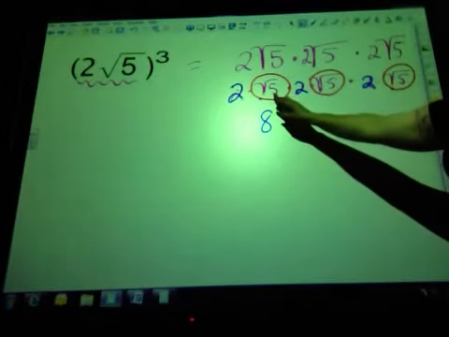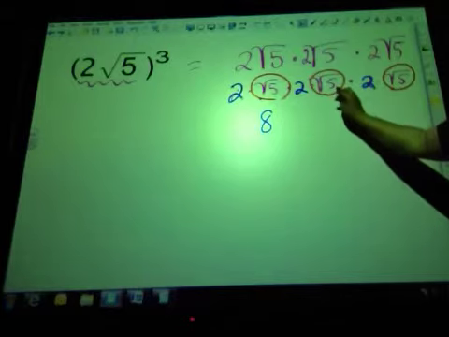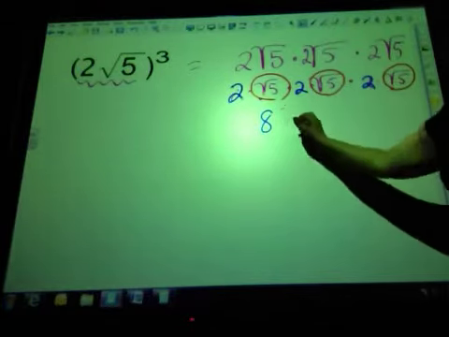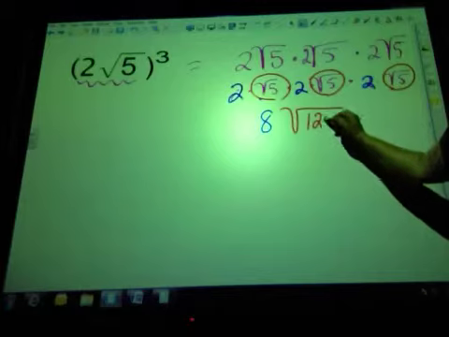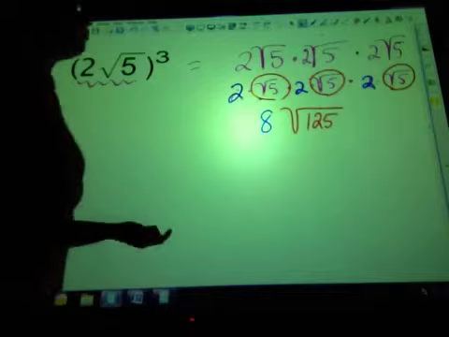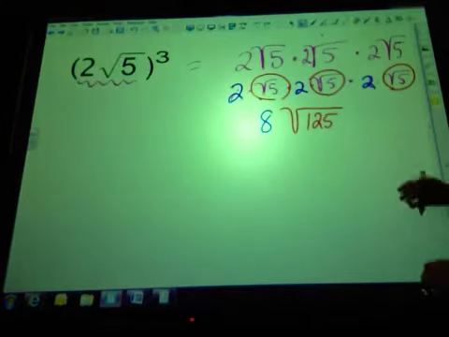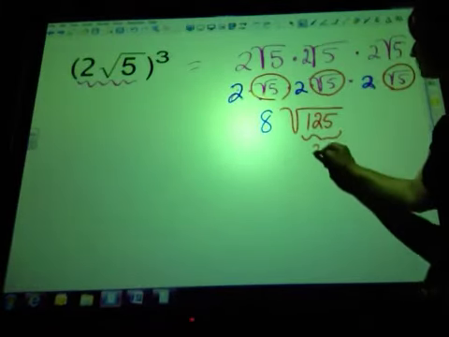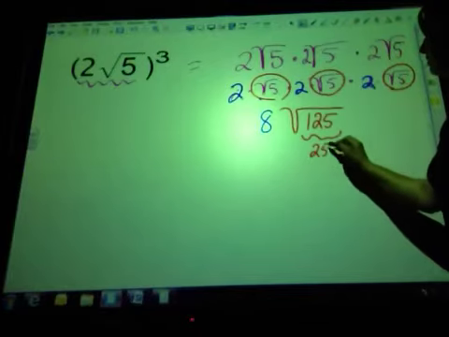So I multiply the numbers underneath there. 5 times 5 is 25. 25 times 5 is 125. Then I'm going to go ahead and break that apart. The 125, I know I can break down. So 125 can break apart into 25 times 5. So I'm breaking this 125 into 25 times 5.